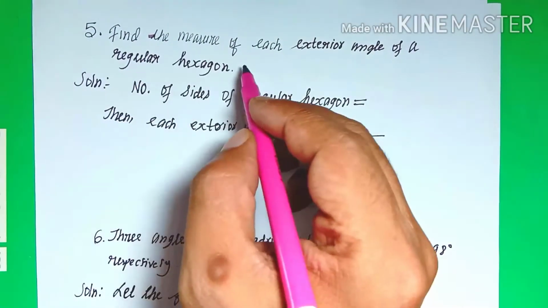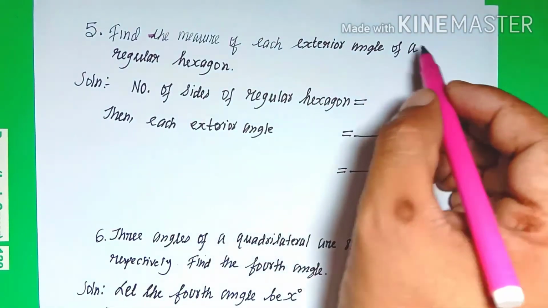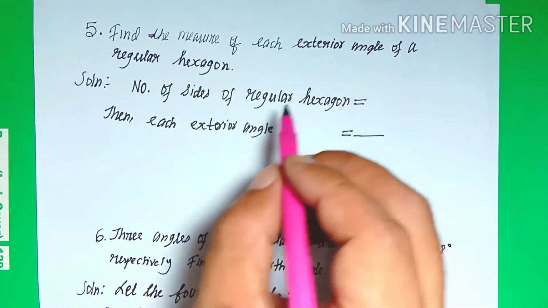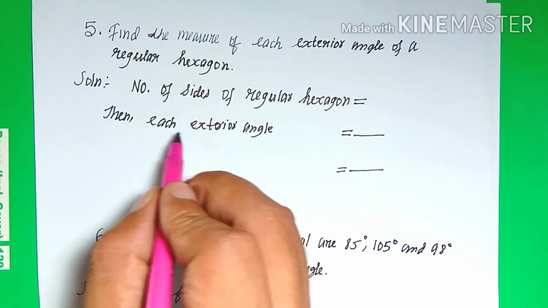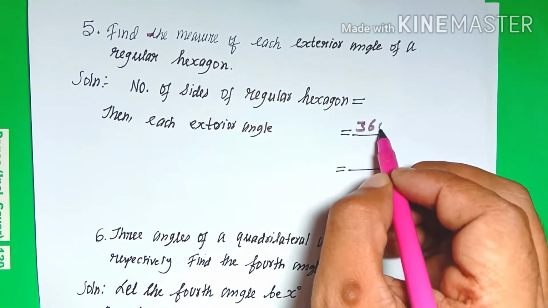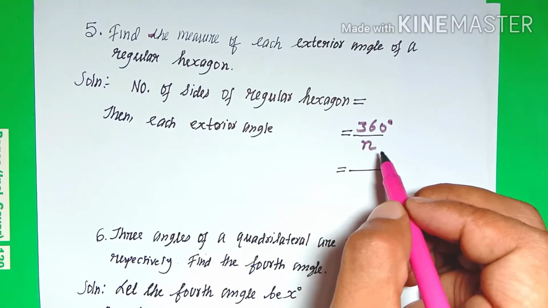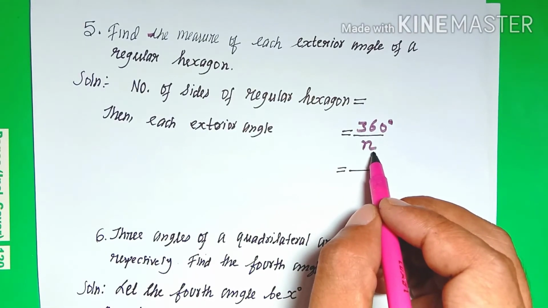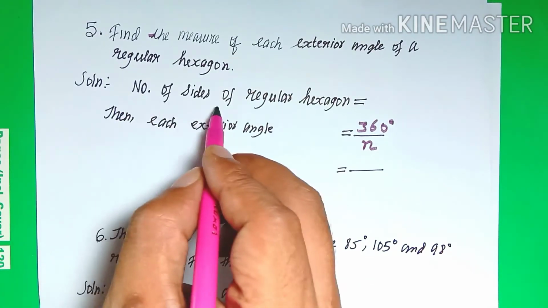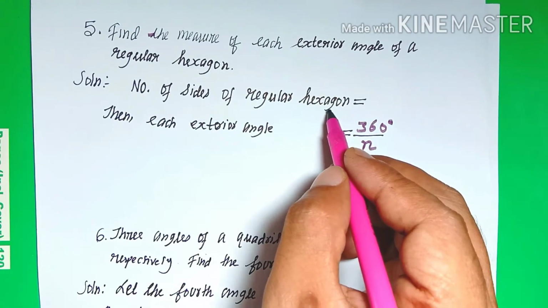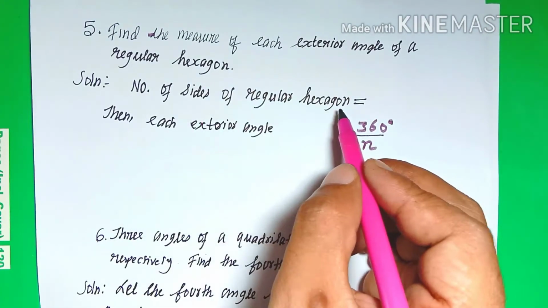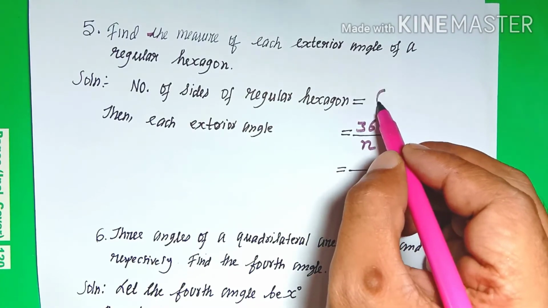Find the measure of each exterior angle of a regular hexagon. Now to find the measure of each exterior angle, you'll have to remember the formula. Each exterior angle is given by the formula 360 degrees divided by n. So here you'll have to know the number of sides of a regular hexagon. A hexagon is a closed figure or polygon made up of 6 sides. So the number of sides is equal to 6.